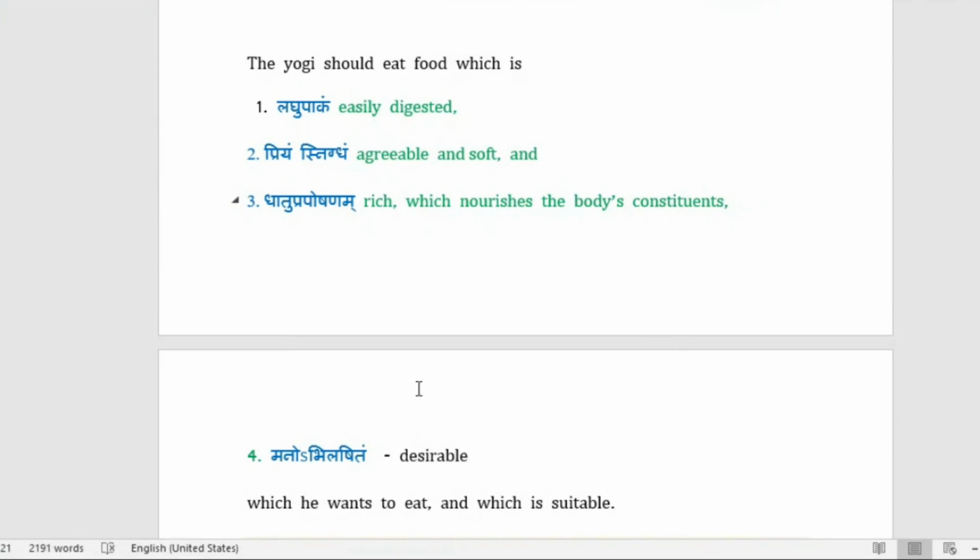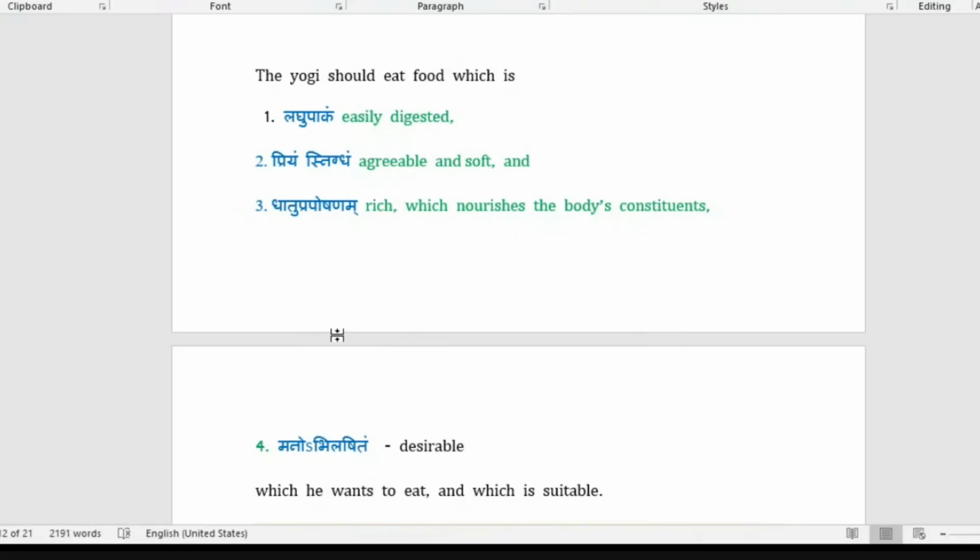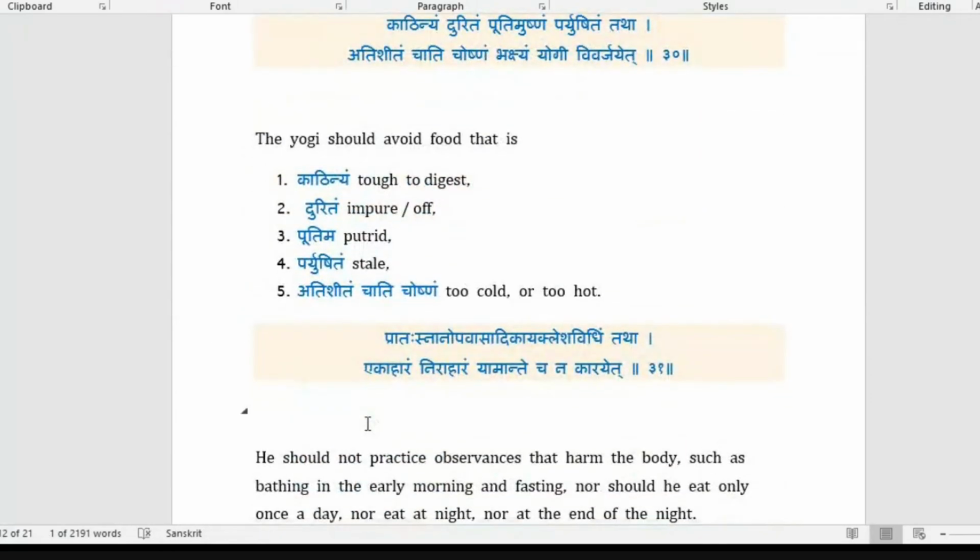So if we differentiate between the Hatha Pradipika and the Gheranda Samhita, tell me again what is the difference here? Ma'am, in the Hatha Pradipika laghu pakam is not given, the rest, snigdham, sumadhuram and dhatu poshanam, are given. And instead of priyam, it is sumadhuram. Rest is the same. Very good.